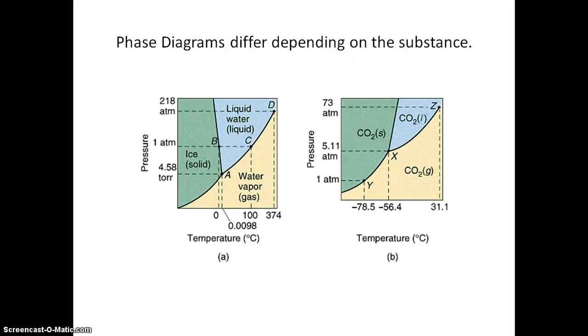Phase diagrams also differ depending on what substance they are. The phase diagram for liquid water is vastly different than carbon dioxide. Because for liquid water, see how this line, the interface between solid and liquid, is kind of curving back like this, and this one's curving forward. This one for water is one of the main reasons why ice actually floats on top of the liquid, and we'll get to more of the reason behind why ice floats in just a little bit.